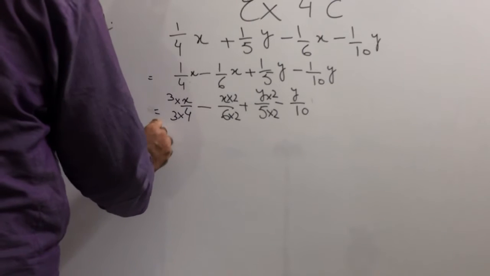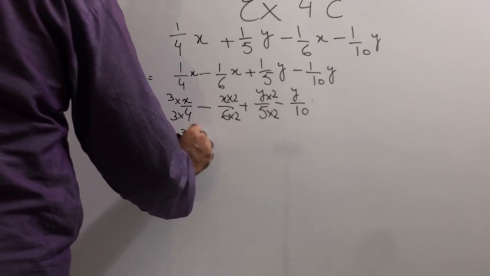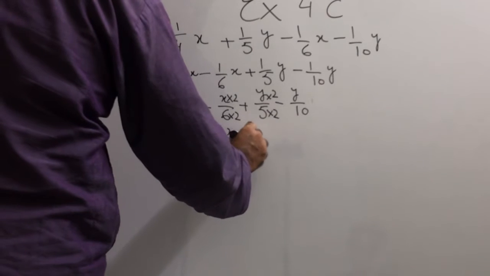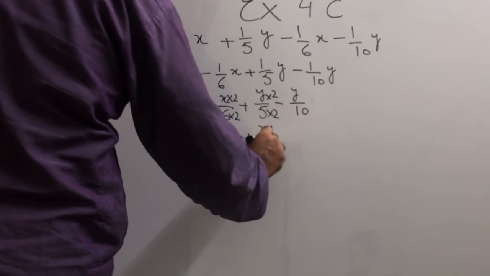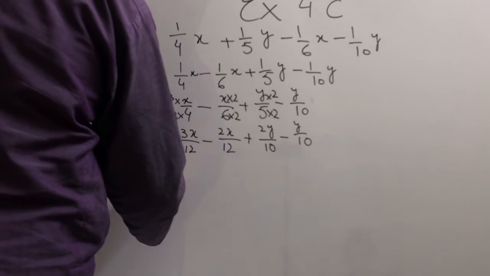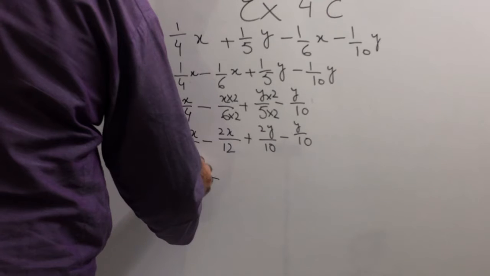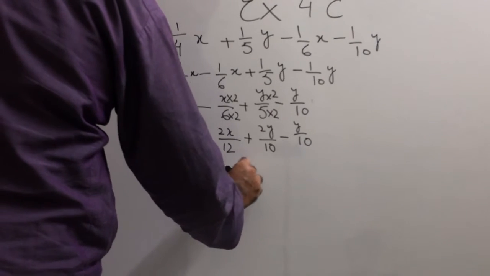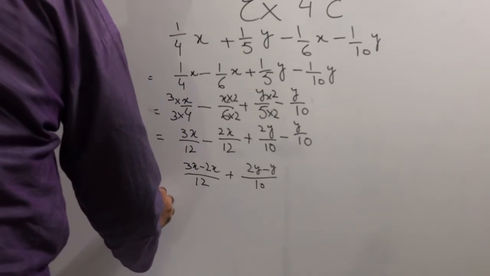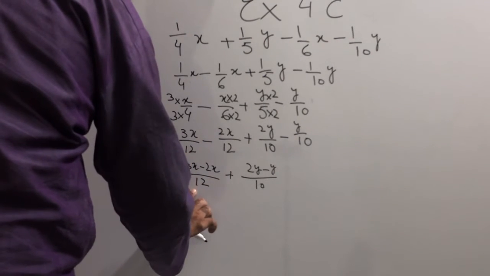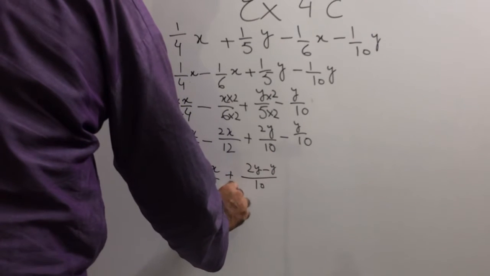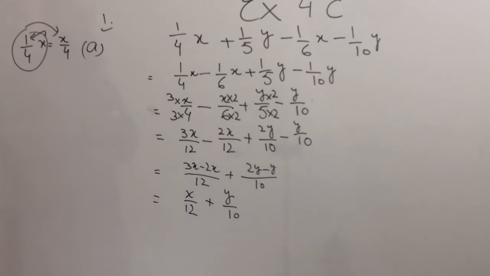Now you will see that 3 multiplied by x becomes 3x over 3 into 4, 12, minus x multiplied by 2, 2x, over 6 into 2, 12, plus y into 2 is 2y, 5 into 2 is 10, minus y over 10. Now these two denominators are the same. Now this 12 will come one time, here it will be 3x minus 2x, plus 10 will come one time, it becomes 2y minus y. Now 3x minus 2x is x over 12, plus 2y minus y is y over 10. This is the answer.